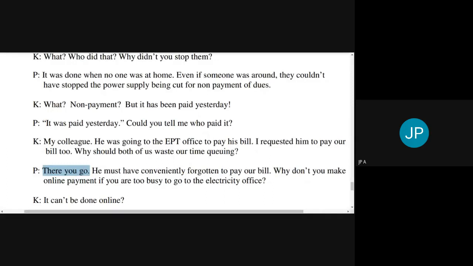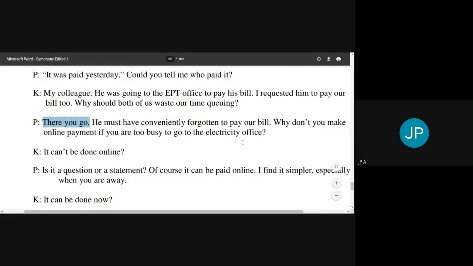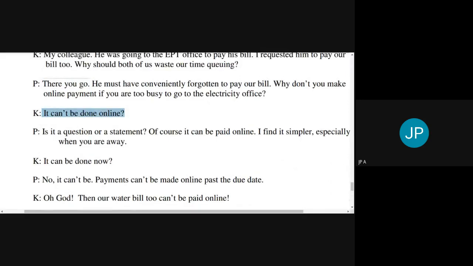So utility bills are bills of electricity, cooking gas, water, etc. So most of these utility bills can be made online nowadays. So she is asking him, why didn't you make an online payment for the same? So the next error that Kannan makes is, it can't be done online. What is the error?